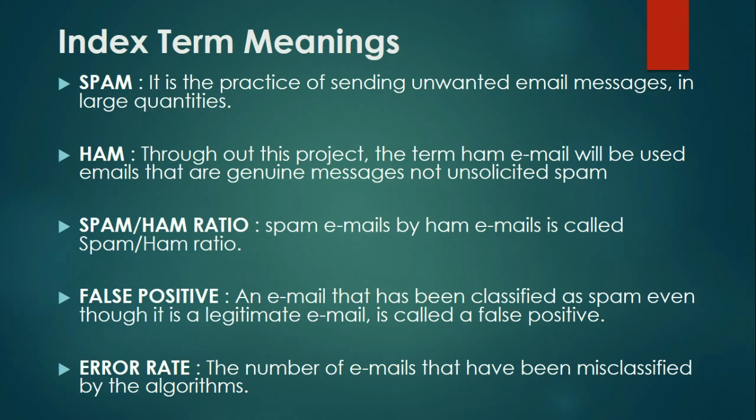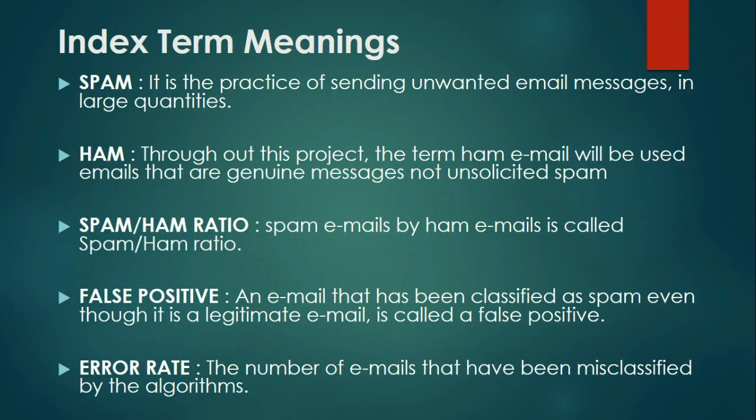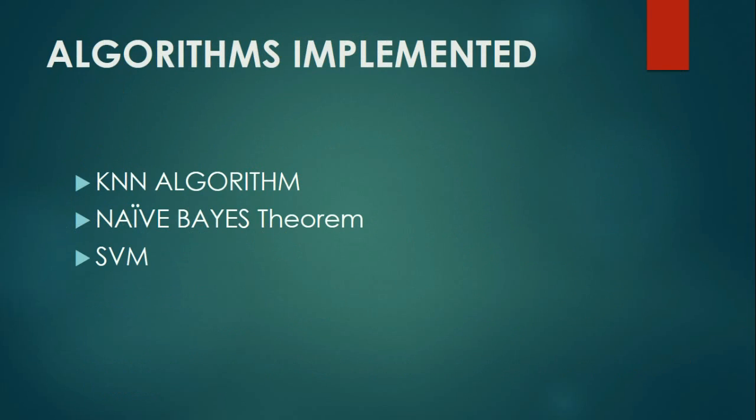False positive means an email that has been classified as spam even though it is a legitimate email and has been classified as spam by mistake, so it's called a false positive. Error rate, the number of emails that have been misclassified by the algorithms, is the error rate we see for different algorithms. The algorithms used for this project are KNN algorithm, Naive-Bayes theorem algorithm, and support vector machines algorithm.